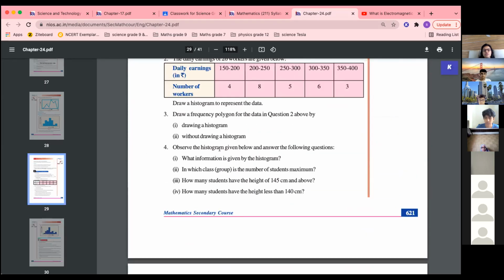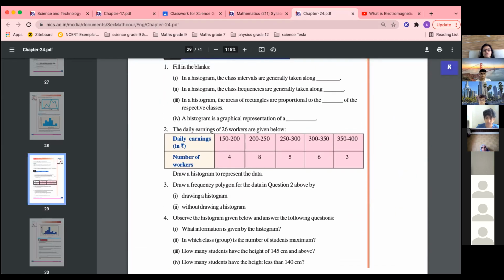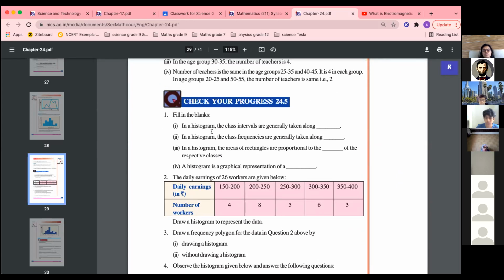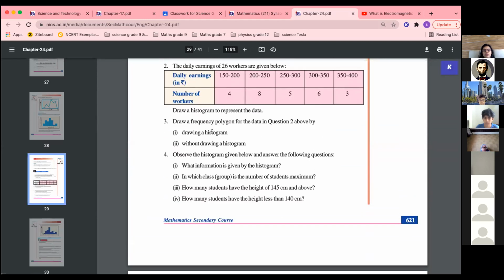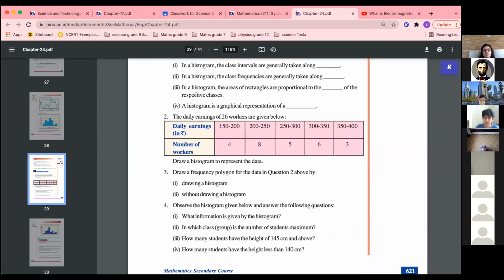Where did someone go? Which question was I doing? No, we had to do question number 2. The daily earnings of 26 workers are given below. So this is given. Draw a histogram. Histogram is your homework. It is 150 to 200, so you don't have to start from 0. You can take a gap of 1 square also, that is fine. Okay.